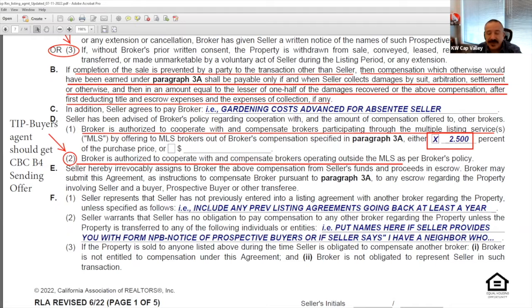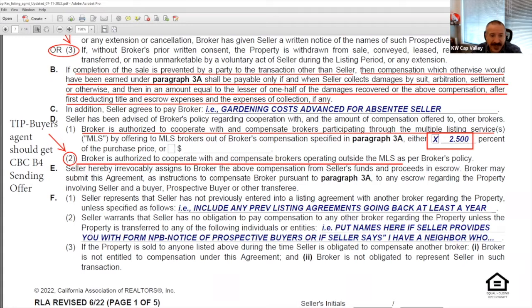You don't want to get into a procuring cause dispute, because it can take a long time to resolve, and you could end up losing your commission if somebody makes that claim that the buyer that actually bought the property first discovered the property when they were taking that buyer around. So that's why you have these sections right here.